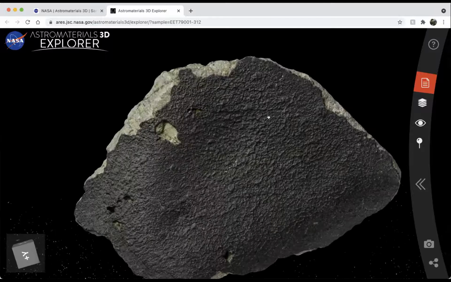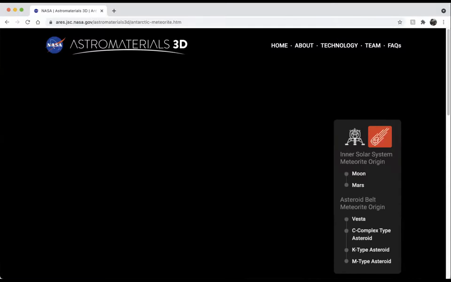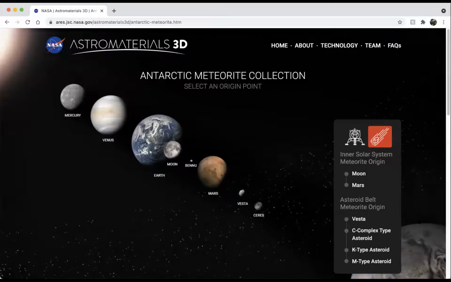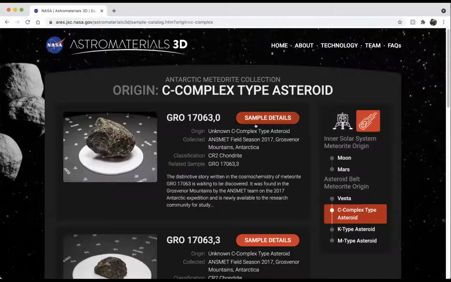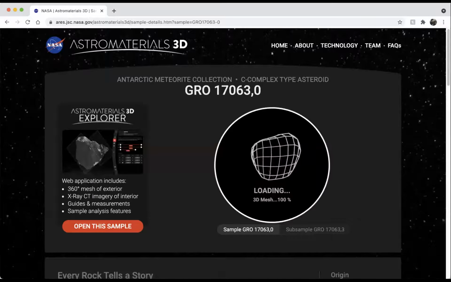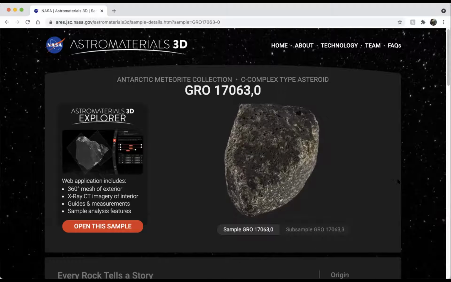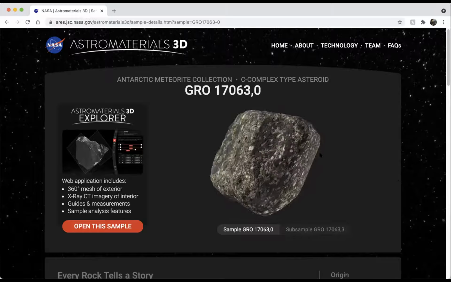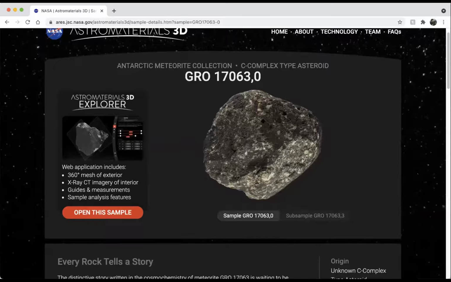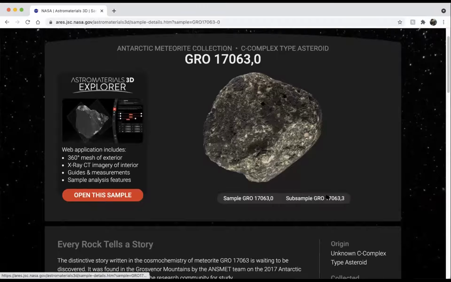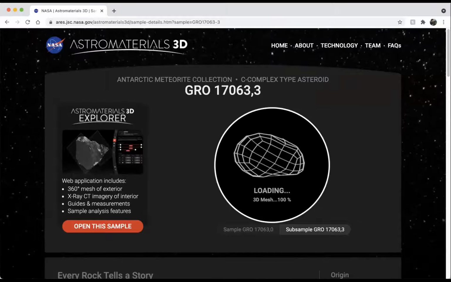So I want to give you a really great tour of the Explorer, but first I want to go back to the Explorer, to the main page, and pull up a different rock that we're going to look at. And that's GRO 17063. So here we are at the sample details page, which gives you an enormous amount of information about these samples. And we have two pieces of this rock, which I'm going to tell you about.